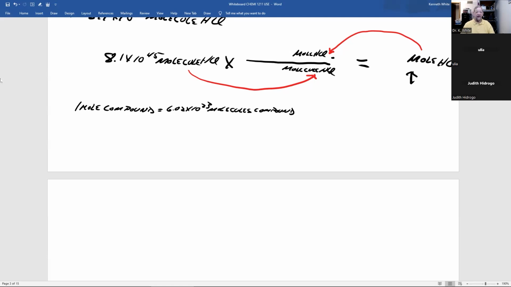And now what are we going to do when we have A equals B? There are 2 ratios, A over B and B over A. And if we look up here, if I have 1 mole of a compound, and that compound is HCl, how many molecules of that compound do I have? Avogadro's number.